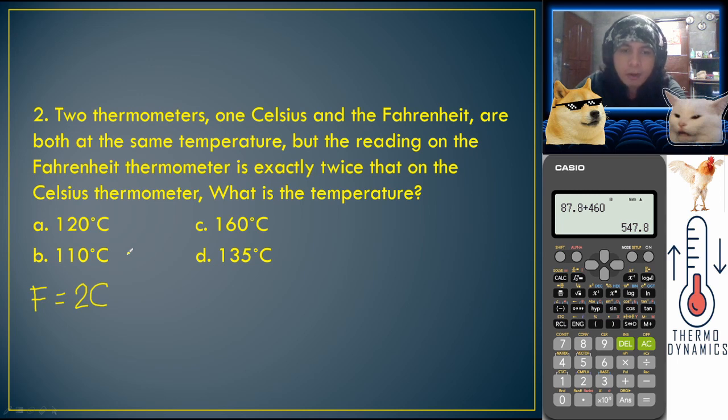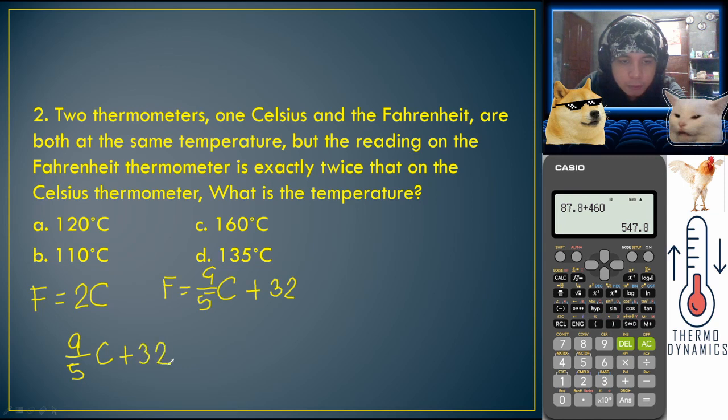And after that, we will use the formula. Dito sa mga choices natin, ang kailangan is temperature in degrees Celsius. So, ang gagawin lang natin, yung F, papalitan natin sa formula. Yung F is equal to 9 over 5C plus 32. So, we have 9 over 5C plus 32 is equal to 2C. Easy lang tayo dyan. Makukuha natin yung C.